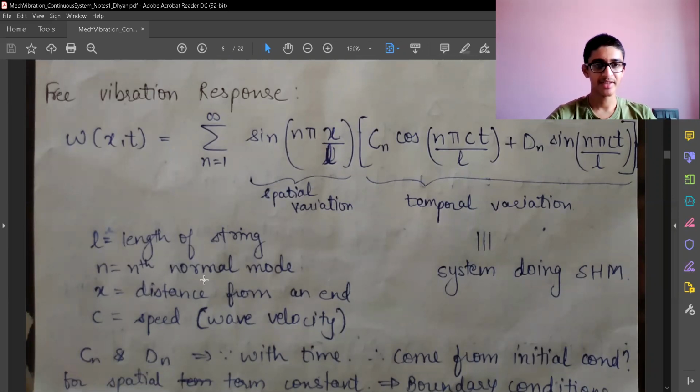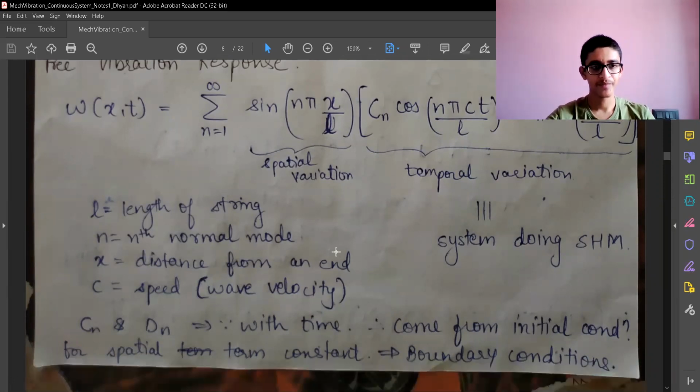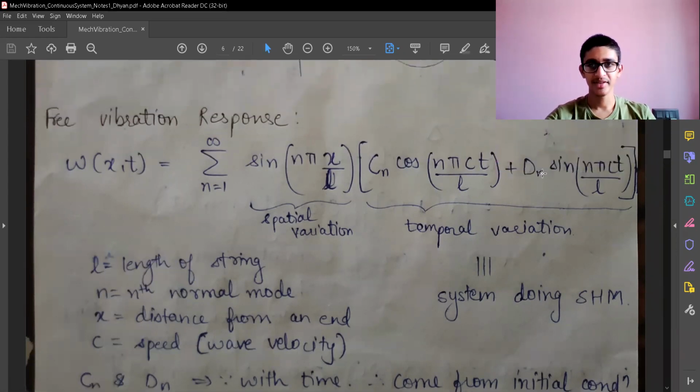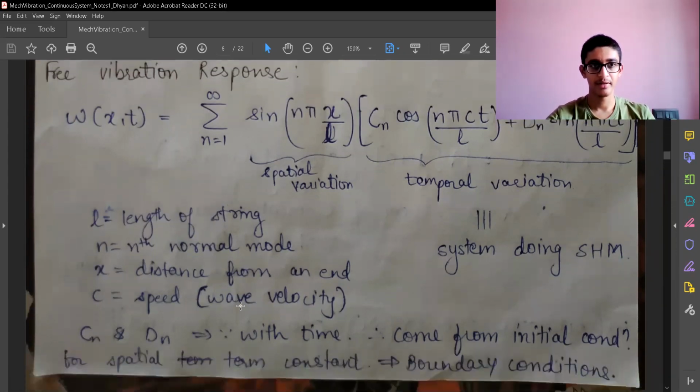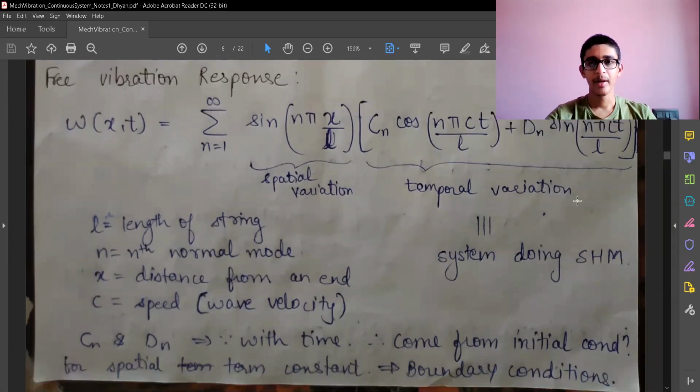L is the length of string, n is the nth normal mode, x is distance. So it starts from first normal mode right now. X is the distance from an end, that is x is equal to 0 to L. C is the speed or the wave velocity. The temporal vibration is very much similar to system doing SHM, if we ignore the spatial variation, like the SHM motion of the pendulum which we have seen earlier. And Cn and Dn are the constants which we need to eliminate using temporal boundary conditions or initial conditions. So they come from initial conditions, and from spatial terms constants we get the boundary conditions.